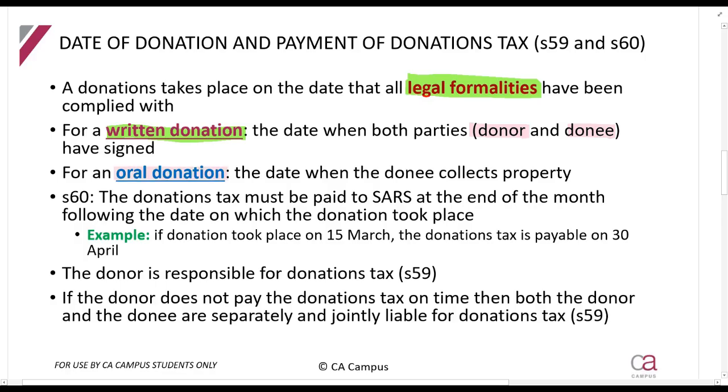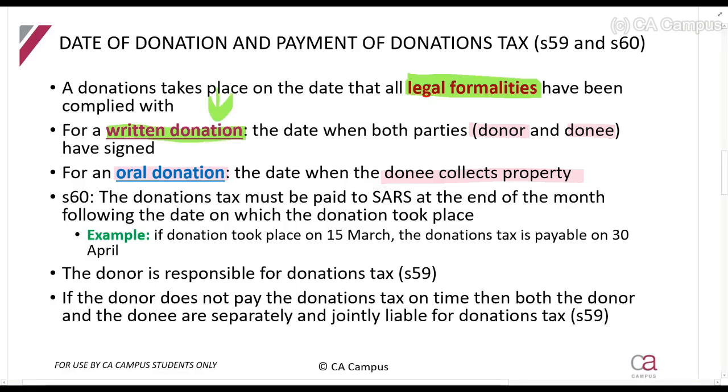An oral donation is where I say to you, listen, I am donating this thing to you. Then the donation is only deemed to take place when you collect the property. The reason for this is, if I make a donation to you today and I die tomorrow but you haven't collected it yet, then there's been no donation that's taken place. There's no written documentation to prove it for us, for example. So that's why that's the rule.